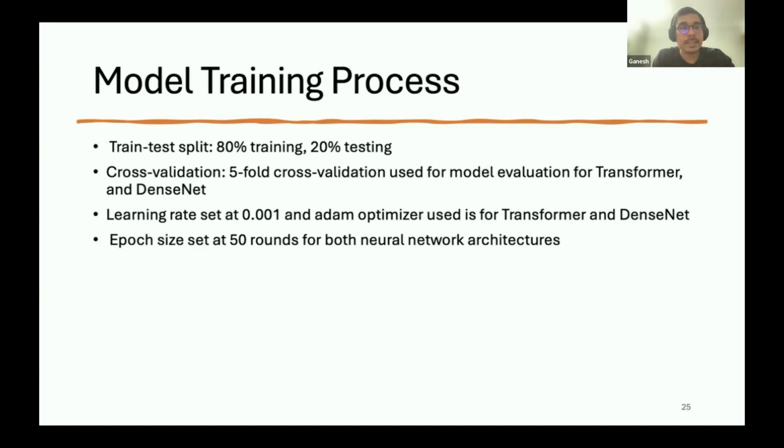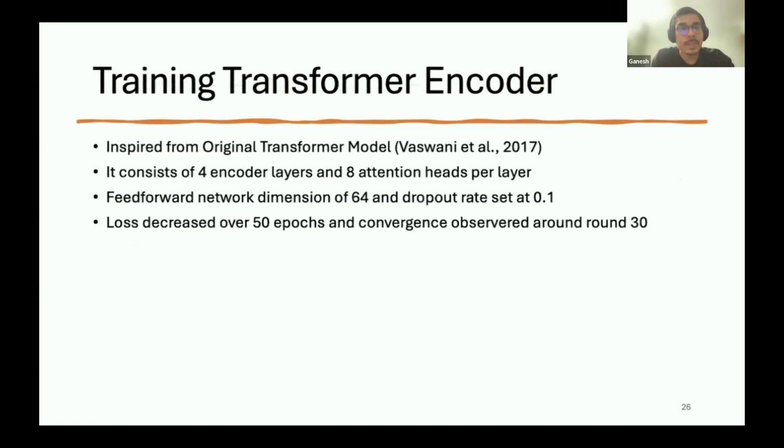We split the data into an 80-20 ratio, and then we used 5-fold cross validation. We set the learning rate at 0.001, and the epoch size is 50 rounds. As I told, it is inspired from the original transformer model. It has 4 encoder layers and 8 attention heads. It has a feed-forward network of 64 and a dropout rate of 0.1.